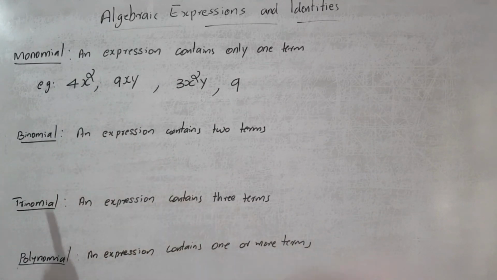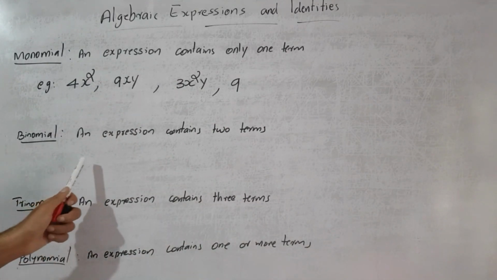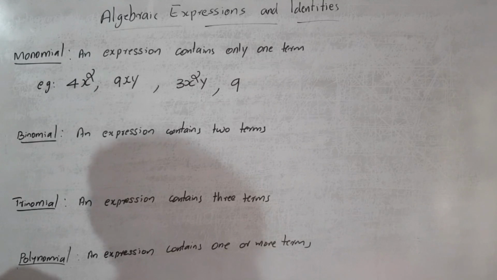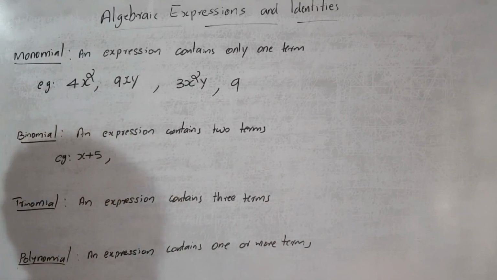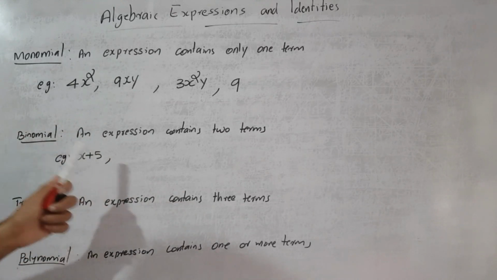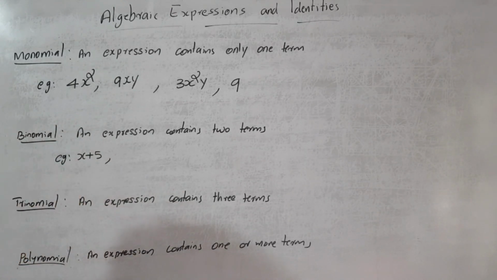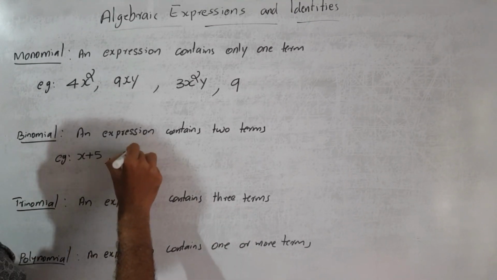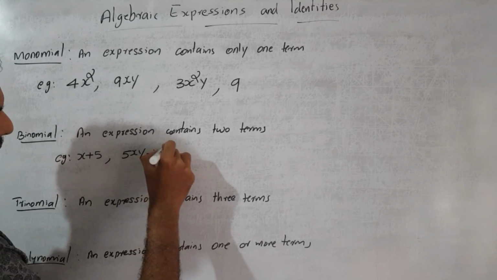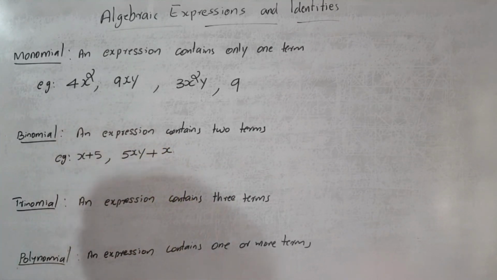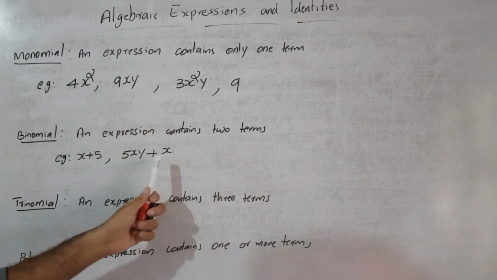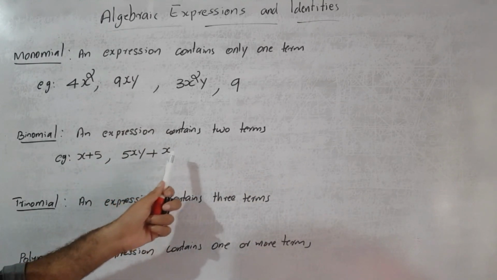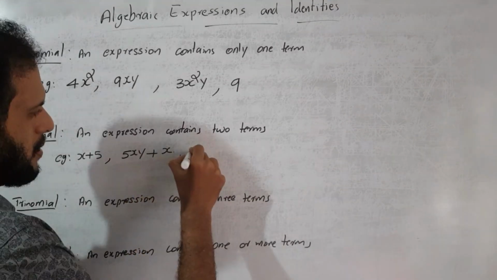Then the second one, binomial. What is a binomial? An expression that contains two terms. For example, x plus 5 is an algebraic expression that contains two terms. Then 5xy plus x. How many terms are there? Here we have two terms, 5xy and x. So this one is a binomial.